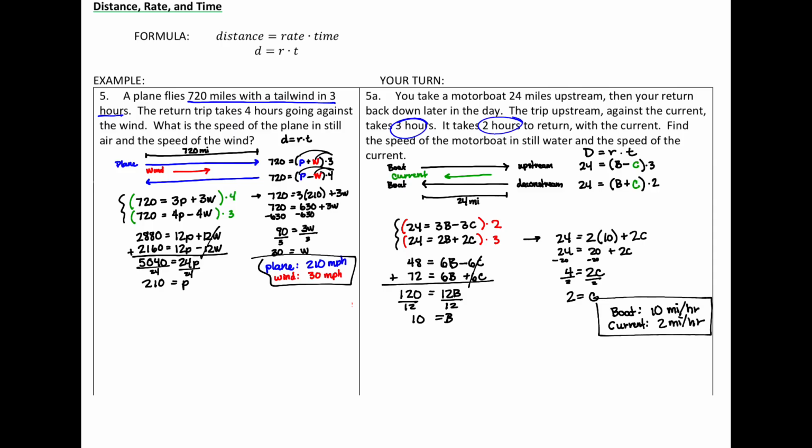See, every single part of this we've done before. You've done distributing, you've done combining like terms, or multiplying to get the coefficients to cancel. You've done all of this. So just take it one step at a time and you'll be fine.